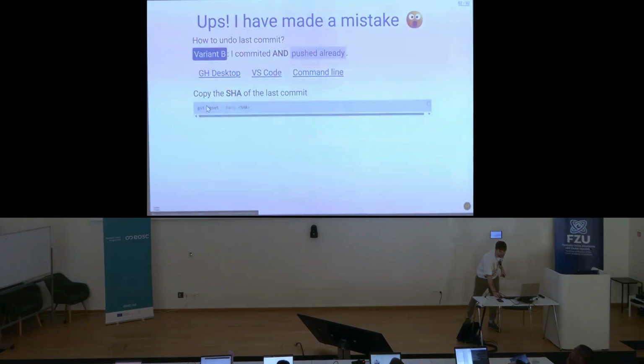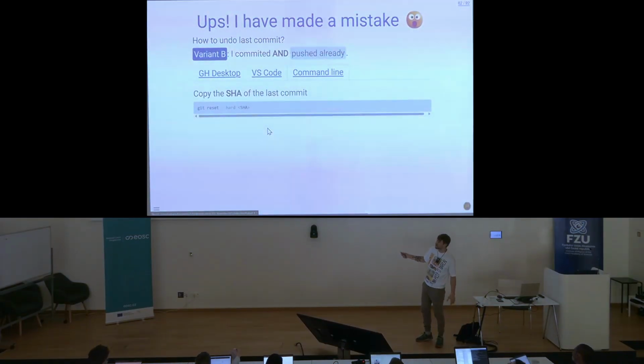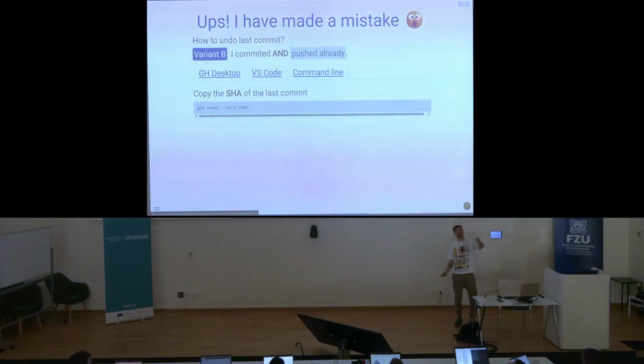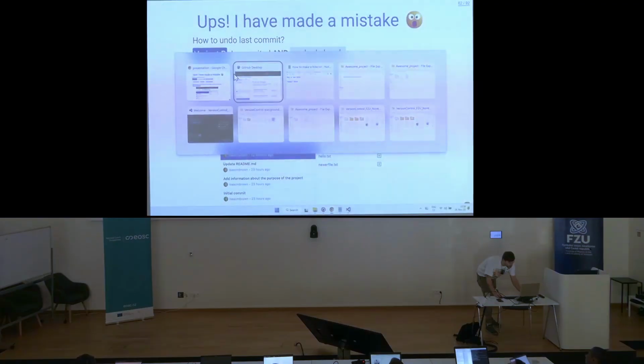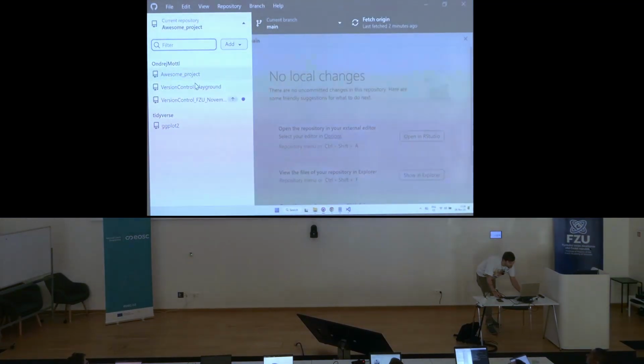In command line, it's even more complicated. You need to do git reset --hard. The previous one was soft. And SHA is the individual identification of the commit you want to return back to. But I will show it now in GitHub Desktop. Actually, I'm not sure if it's going to work with this one. I will switch to some other project.